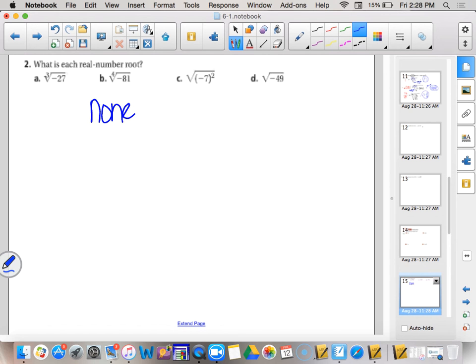What about C? C says the square root of negative 7 squared. Well, what's negative 7 squared? 49. And the square root of 49 is 7.